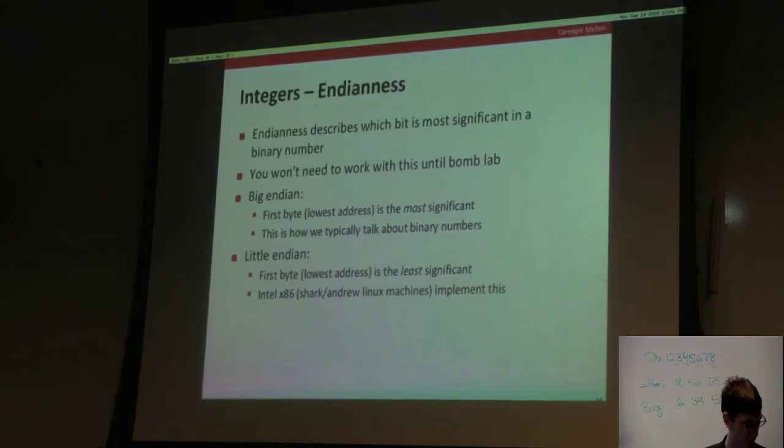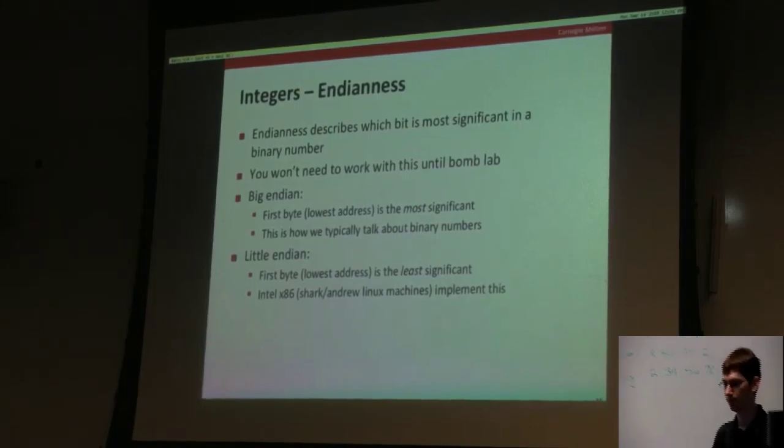So let's see, I think big endian is used by ARM. So if you're playing with your cell phone at the bit level, you'll get to see this, which is a little bit easier to read based on what we're used to. Okay, so does that make sense, little endian versus big endian? And you'll see that again very shortly in BombLab.